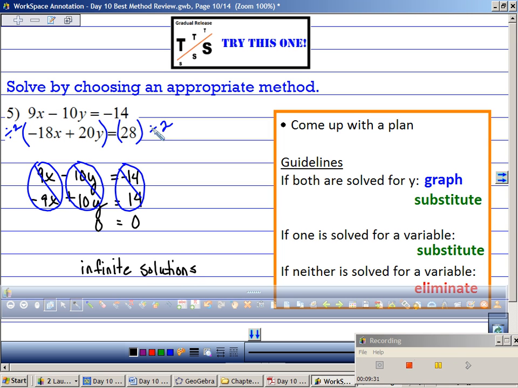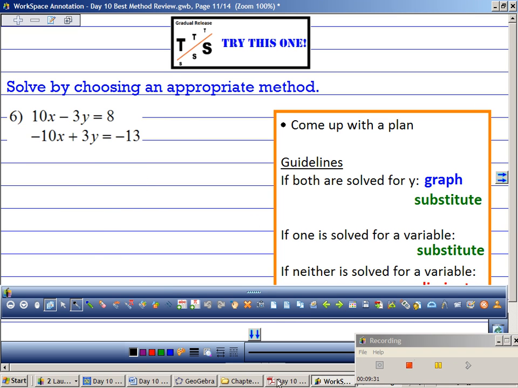I chose to divide the bottom equation. Why would I divide the bottom of the equation, Kaden, instead of multiplying the top? Because it makes smaller numbers. Makes smaller numbers. But you could multiply as well. Okay, last one.